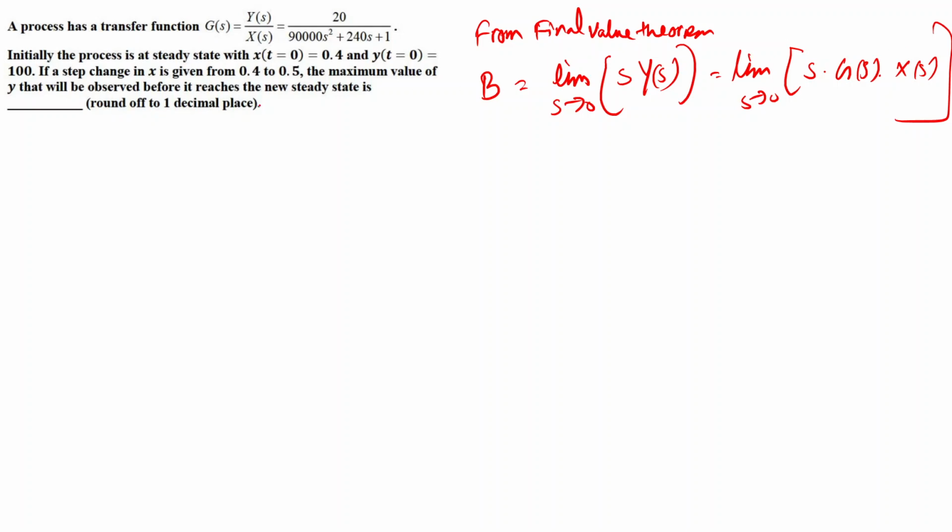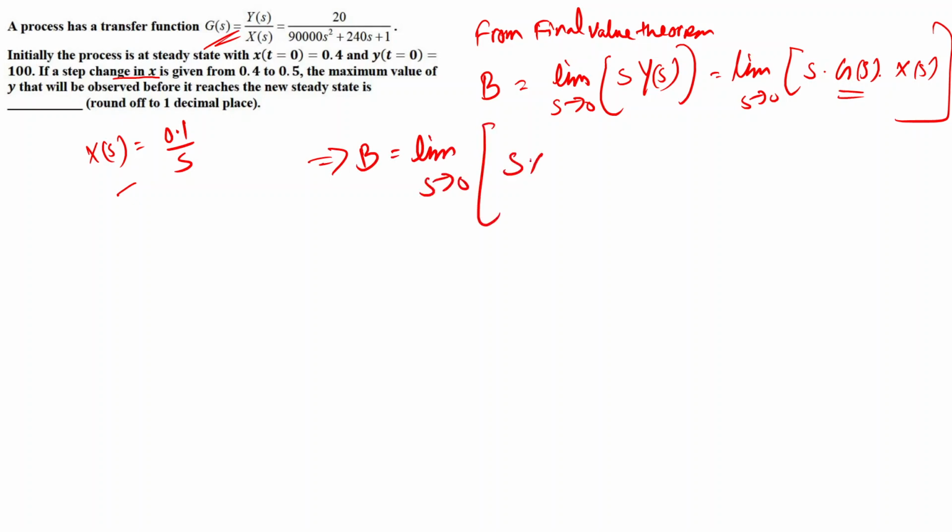Now in the given question, we can see that we are providing the step change in x from 0.4 to 0.5. So basically the magnitude of the step change is 0.1. So we can write X(s) as 0.1 upon s, and we have the value of G(s). So we will replace the values of X(s) and G(s) in this equation to find the value of B. So it will become B is equal to limit s tends to 0 of s into the transfer function 20 upon 90,000 s square plus 240 s plus 1, into X(s), which is 0.1 upon s.